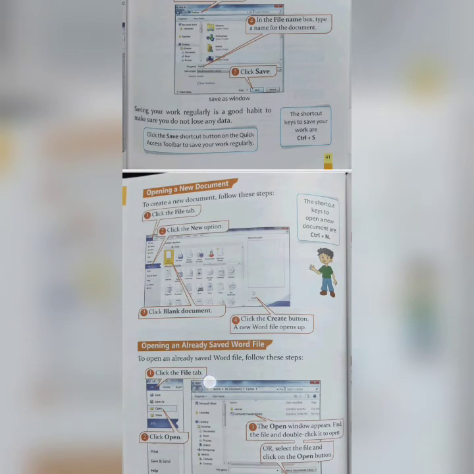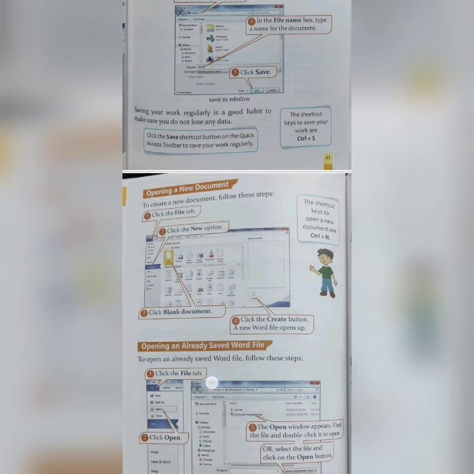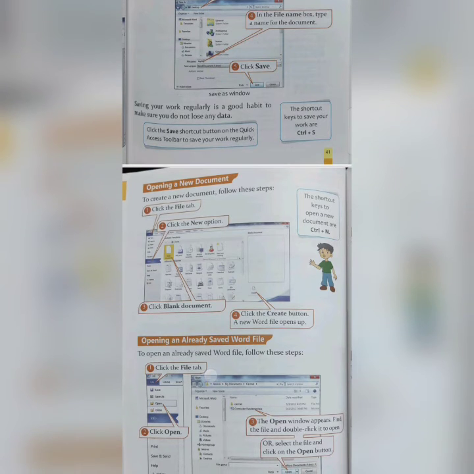Saving your work regularly is a good habit to make sure you do not lose any data. Click the Save shortcut button on the Quick Access toolbar to save your work regularly. The shortcut keys to save your work are Ctrl plus S. Mark it down, this is important. The shortcut keys to save your work are Control plus S.